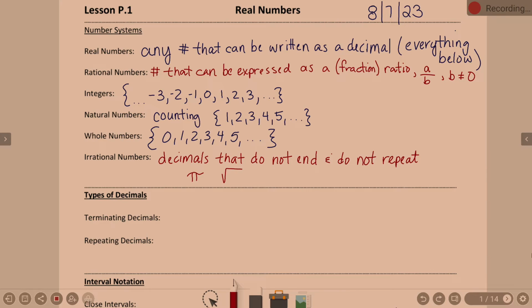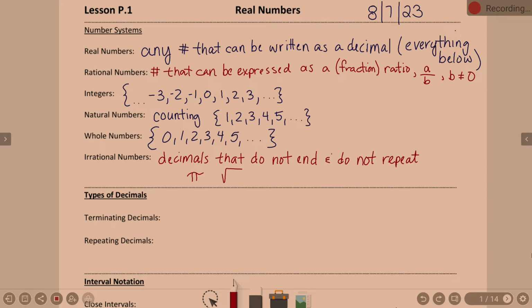So, any old square root? Not perfect squares, right? Because if I say square root of, say, 25, square root of 25 is 5, and what do we know about 5? 5 can be made a fraction, right? 5 over 1. So we need our not perfect squares.